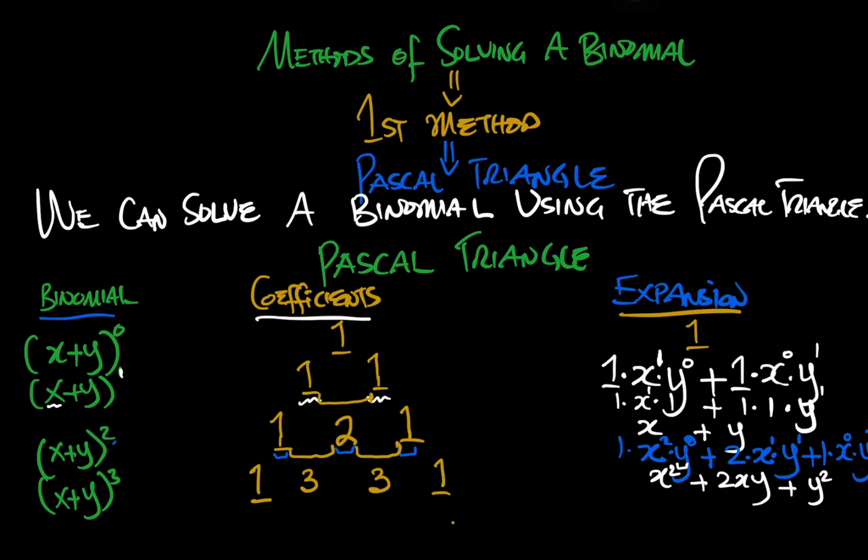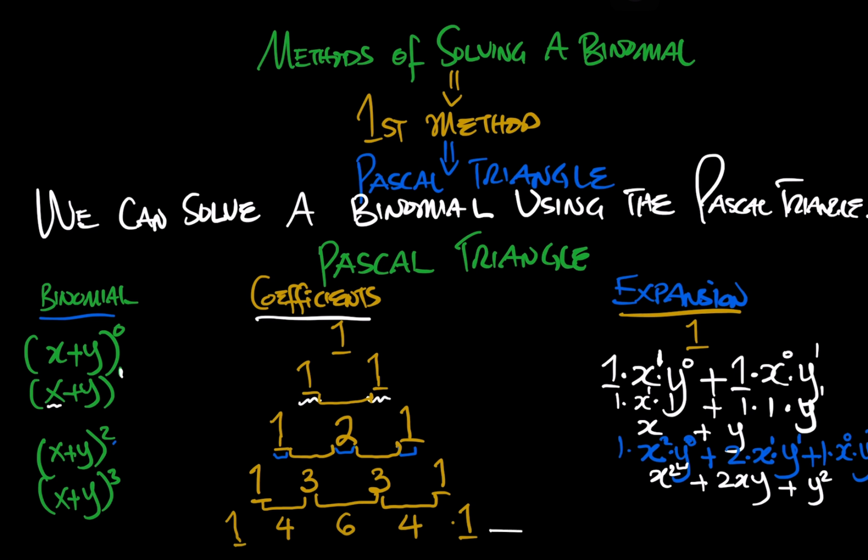So we want to do for 4, we're going to have 1 here. We're going to add these two. We get 4 in the middle. We're going to add these two. We get 6 in the middle of the 3 and 3. We're going to add these two. We get 4 in the middle of 3 and 1. And we put 1 on the side like that. All right. But the coefficients are going to be the ones to tell us what to do.